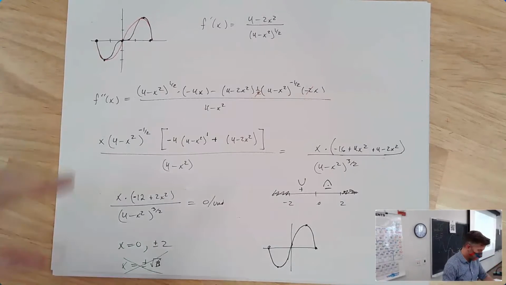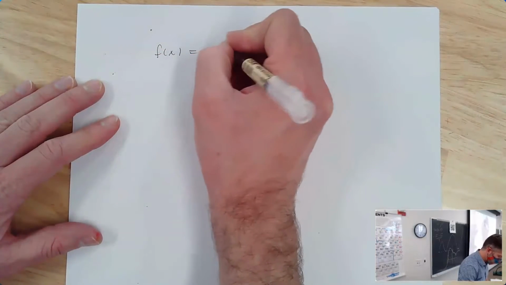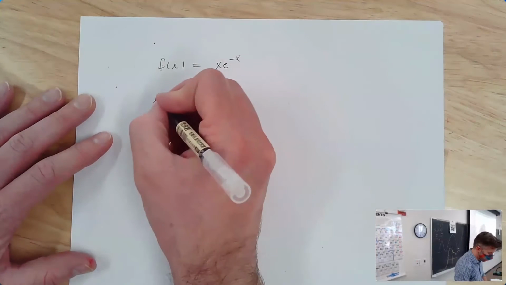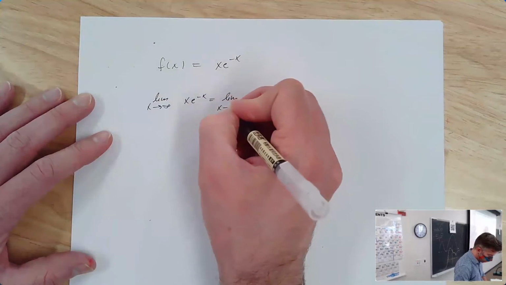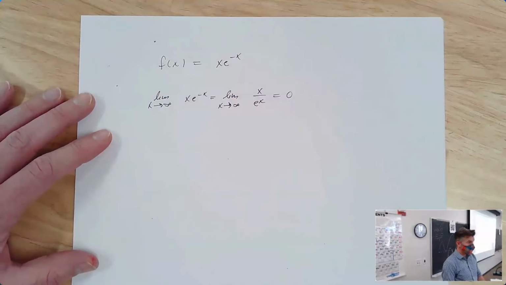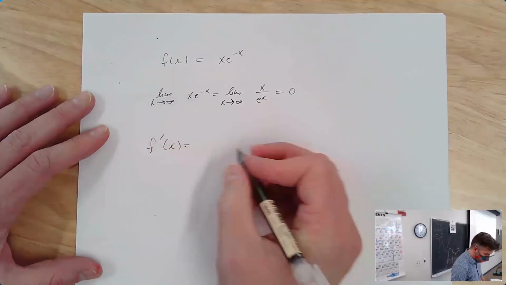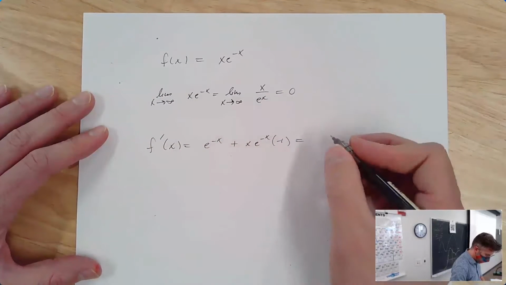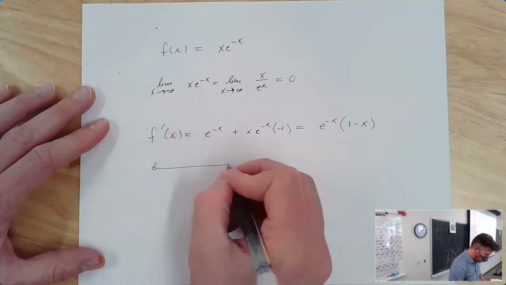So for example, if someone asked you to graph f of x equal to x e to the negative x, one way to find the horizontal asymptote is to take the limit as x goes to infinity and see that it's x over e to the x, which goes to 0. But the other way to do this is when you find the first derivative, it's equal to e to the negative x plus x times e to the negative x times negative 1, which is e to the negative x times 1 minus x. You get a critical value of 1.